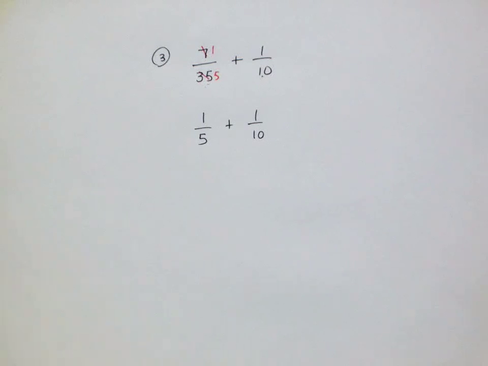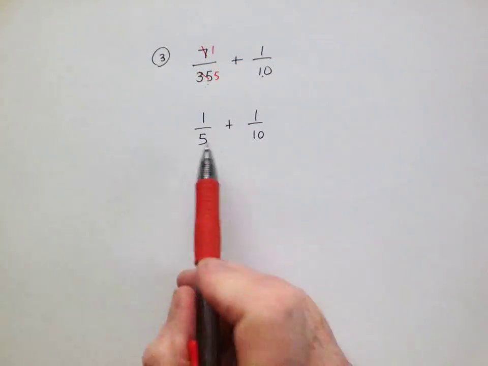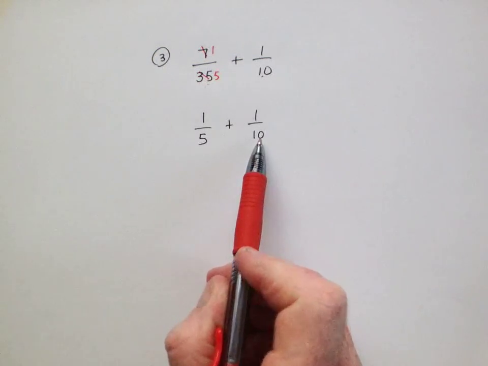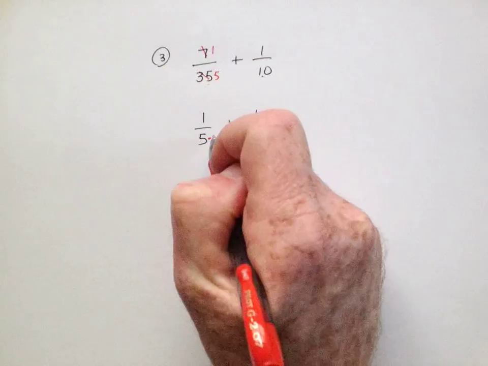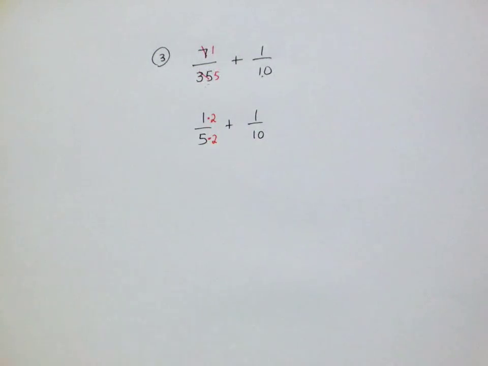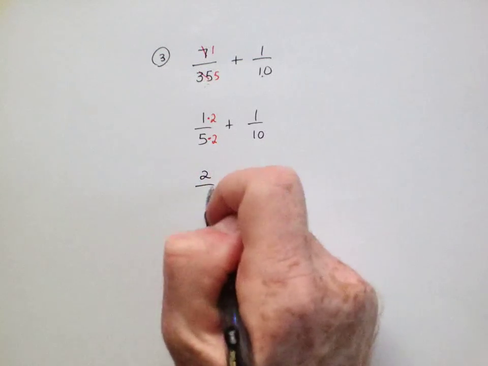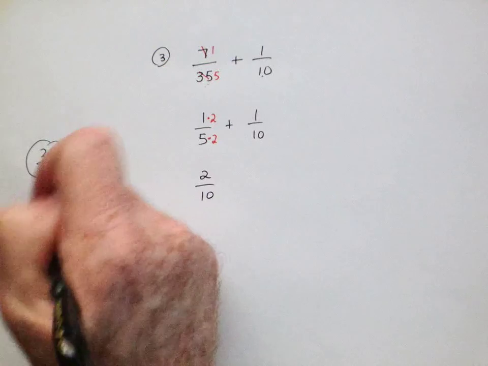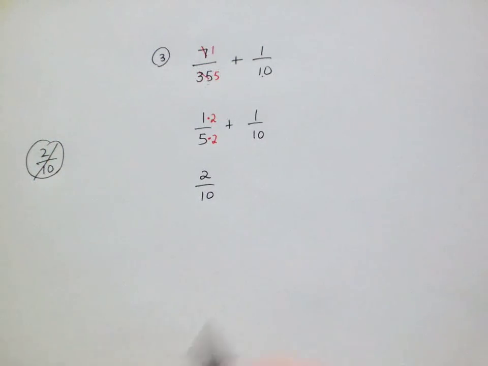So now instead of a common denominator of 350, the common denominator for these two is just going to be a 10. So this fraction multiplied the top and the bottom by 2. So it becomes 2/10. And remember, don't be 2/10. I love that one.